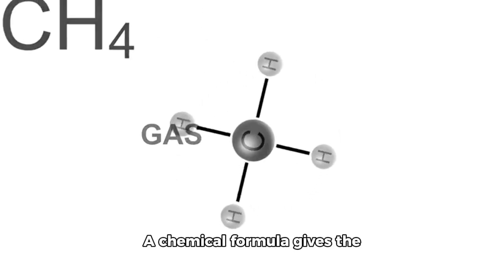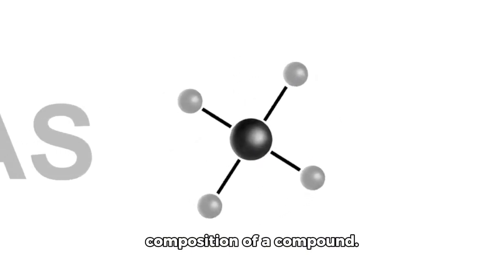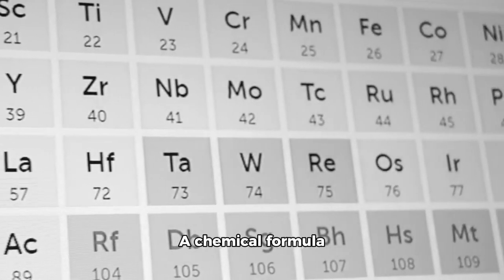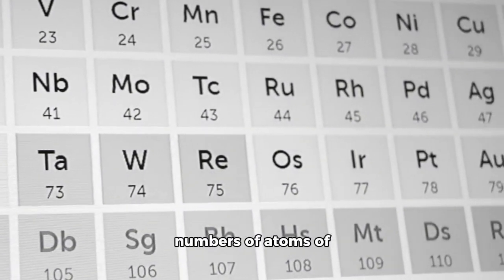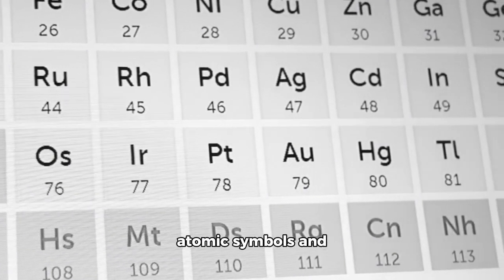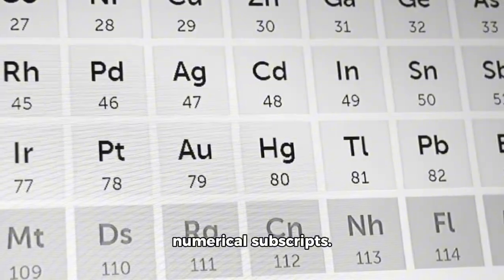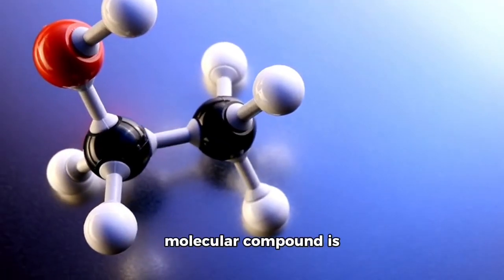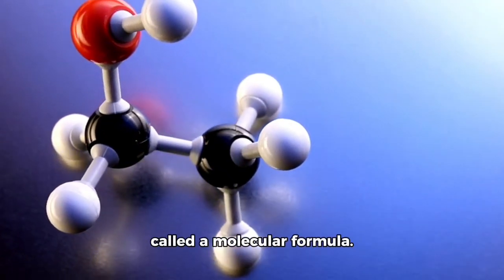A chemical formula gives the composition of a compound. A chemical formula indicates the relative numbers of atoms of each kind in a chemical compound by using atomic symbols and numerical subscripts. A chemical formula for a molecular compound is called a molecular formula.